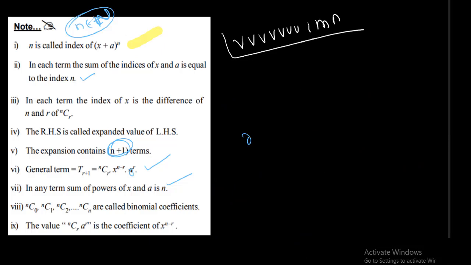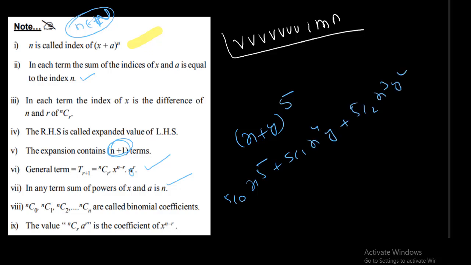Listen, students, for example, (x + y)^5 you want. By using this formula, I can write x^5: 5C0 x^5 + 5C1 x^4 y + 5C2 x^3 y^2 + 5C3 x^2 y^3 + 5C4 x y^4 + 5C5 y^5. These are the binomial coefficients.